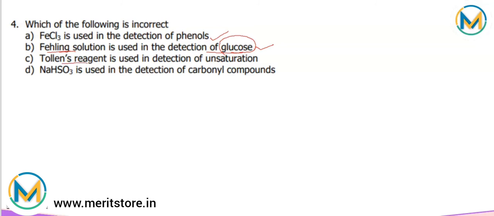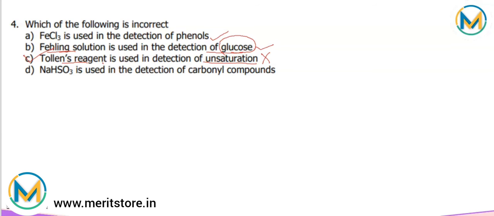Next, Tollens' reagent is used in detection of unsaturation. Now, Tollens' reagent is used for the detection of aldehydes. It is not going to detect the unsaturation present in a molecule, that means the presence of a double bond or triple bond. So this is absolutely incorrect. So the correct answer for question 4 is option C.